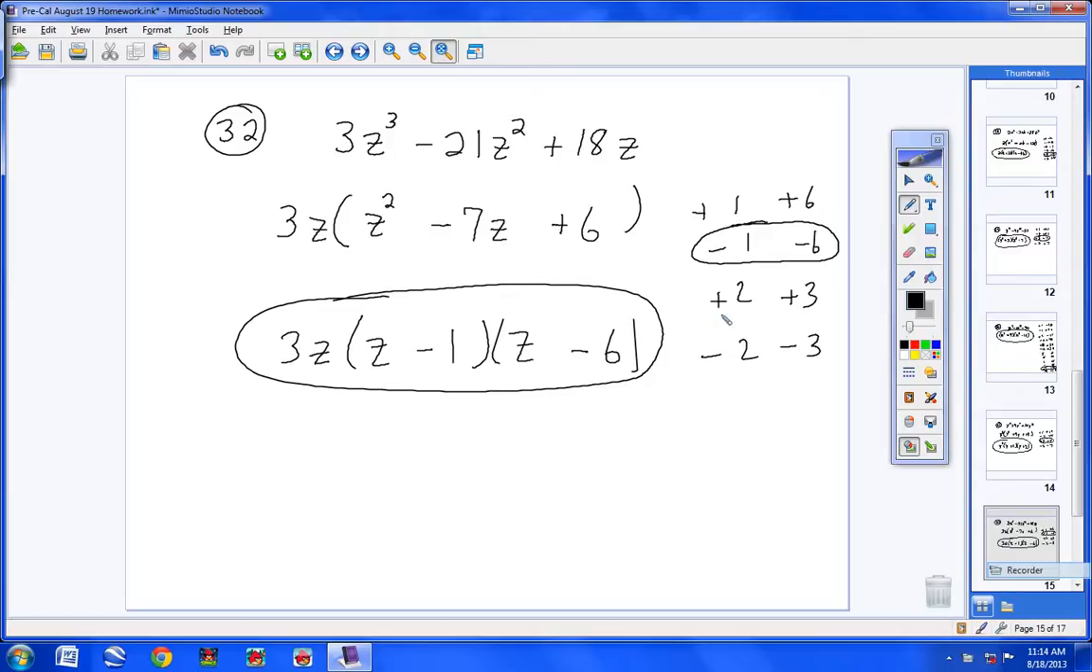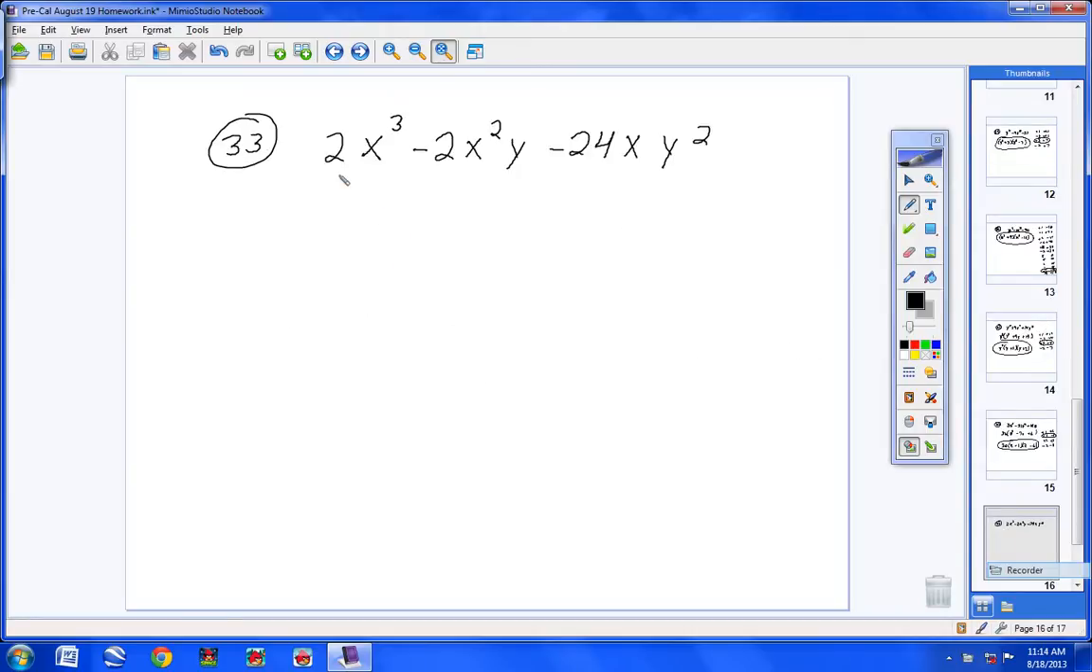Let's take a look at number 33. All right, I can pull a 2 out, 2, 2, and 24, so pull a 2 out. There's not a y in every term. There's a y in this term and this term, but not over in this term. But there is an x in every term. 3 x's, 2 x's, and right here I have 1 x. So I can pull 1 x out. So let's see what we're left with. Here we go. 2x times 2x squared, right? No, that's wrong. Ha.